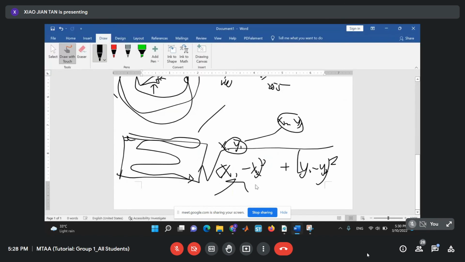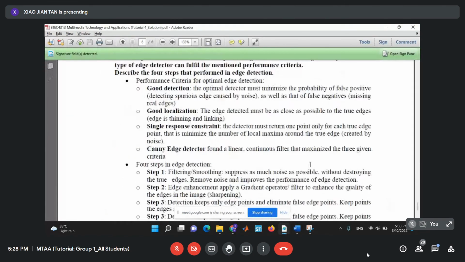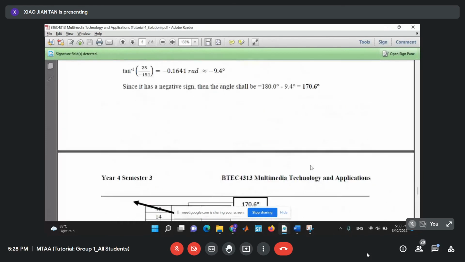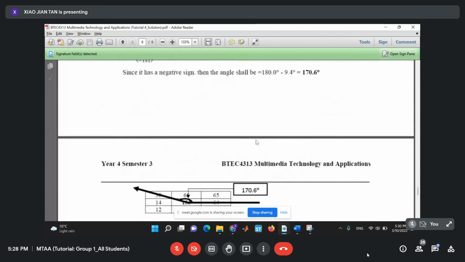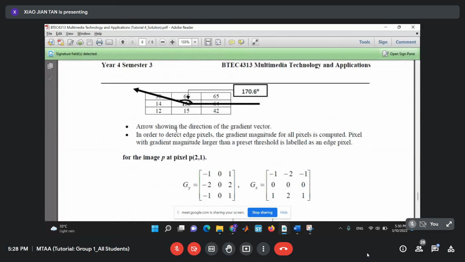Let me see if question 7 is long. Okay, we will continue. Let me finish this one first. This is the degree, 170 degrees. So the arrow shows the direction of the gradient vector. In order to detect the edge pixel, the gradient magnitude for all pixels is computed. Pixels with gradient magnitude larger than a preset threshold are labeled as edge pixels.